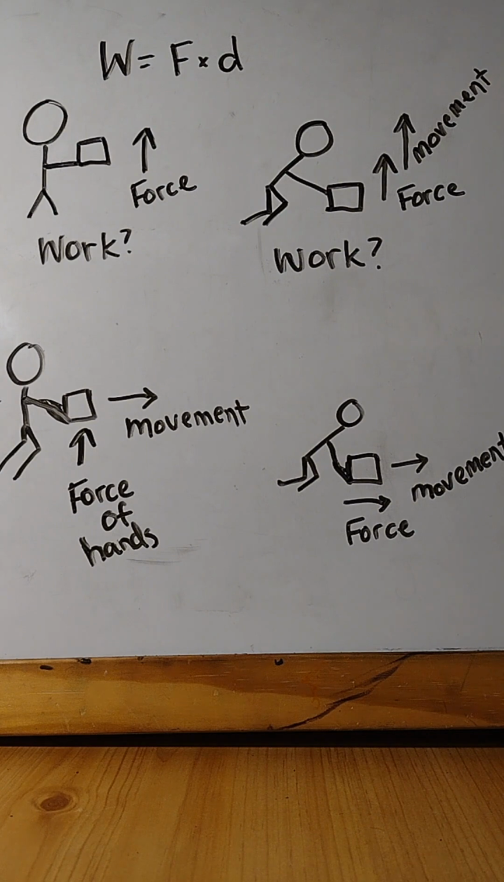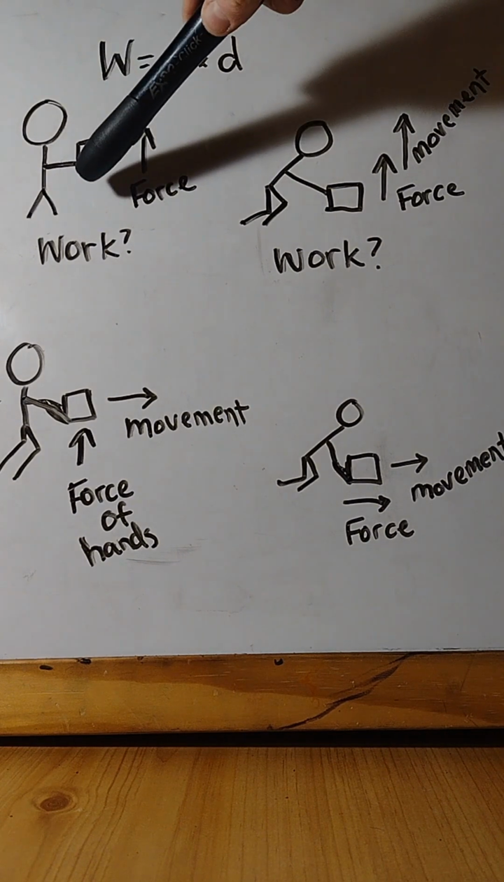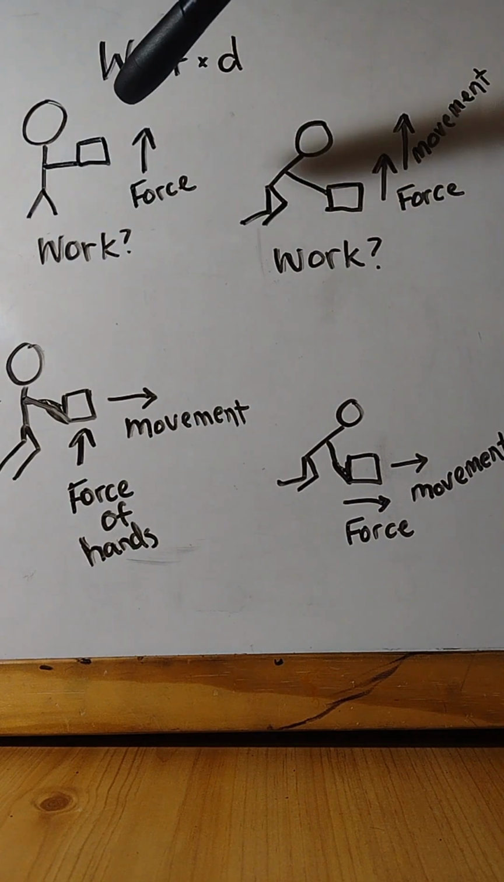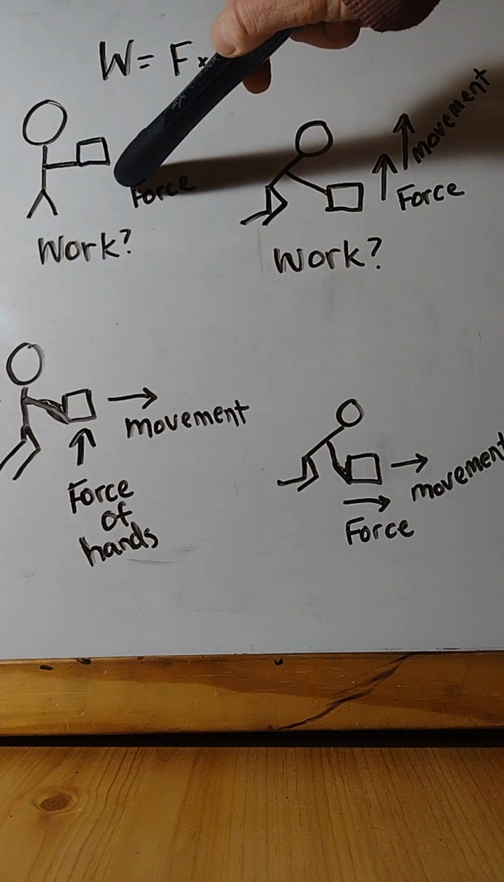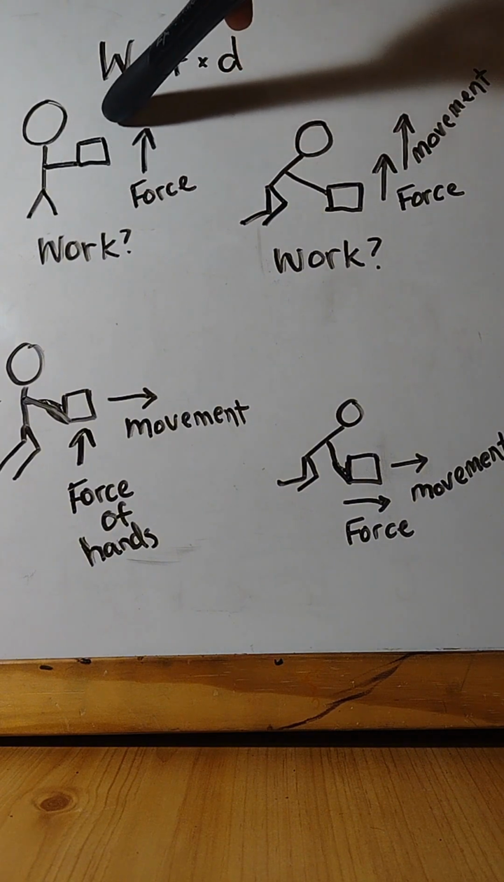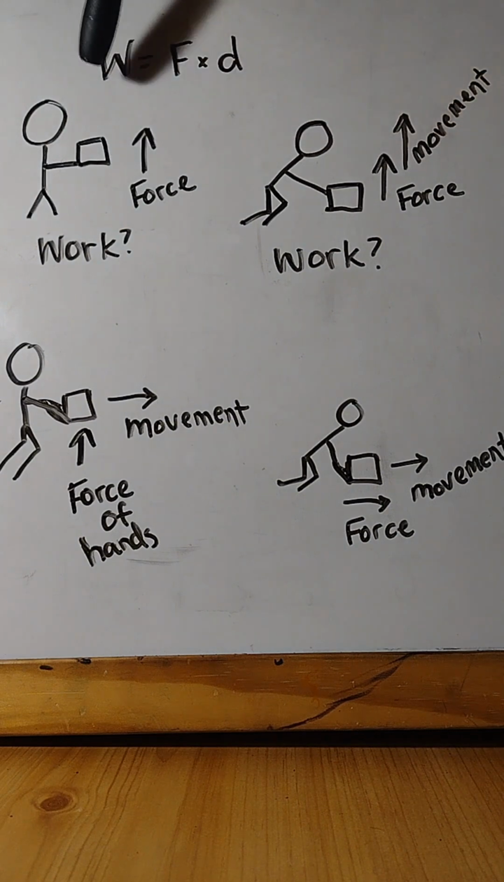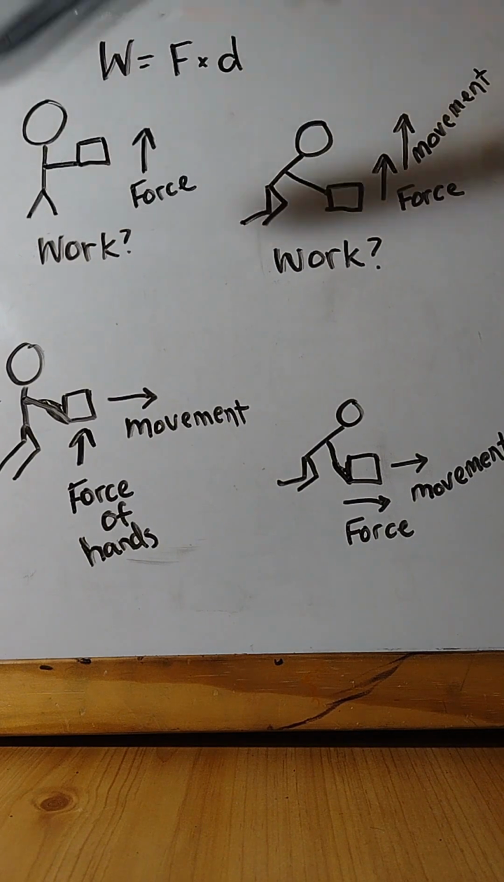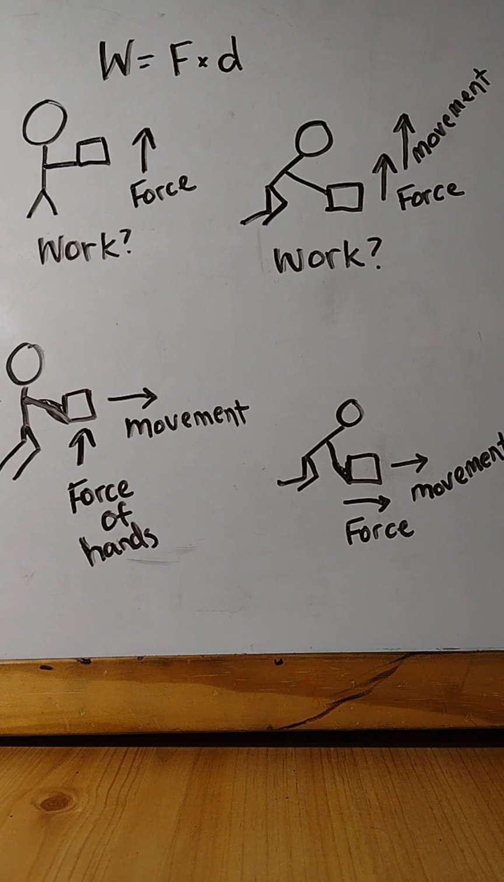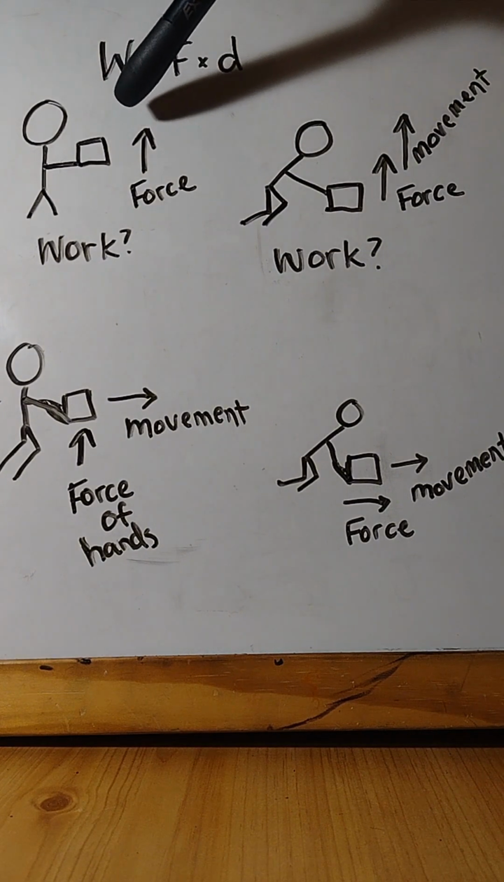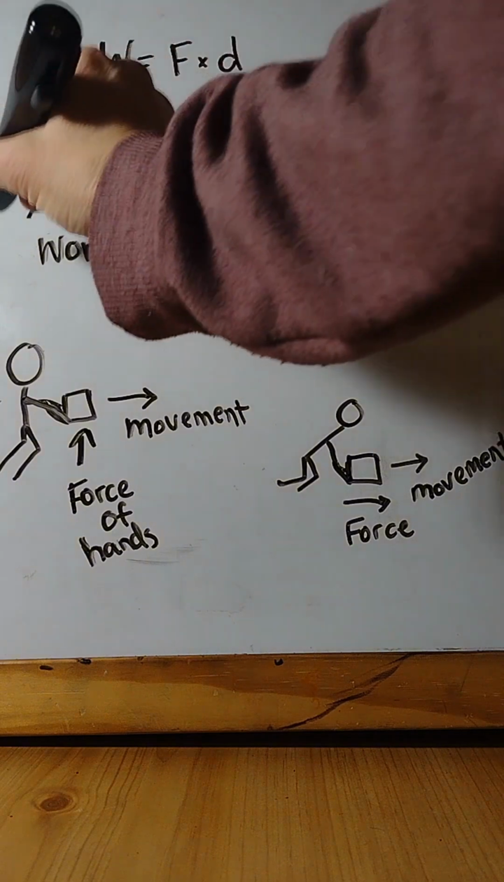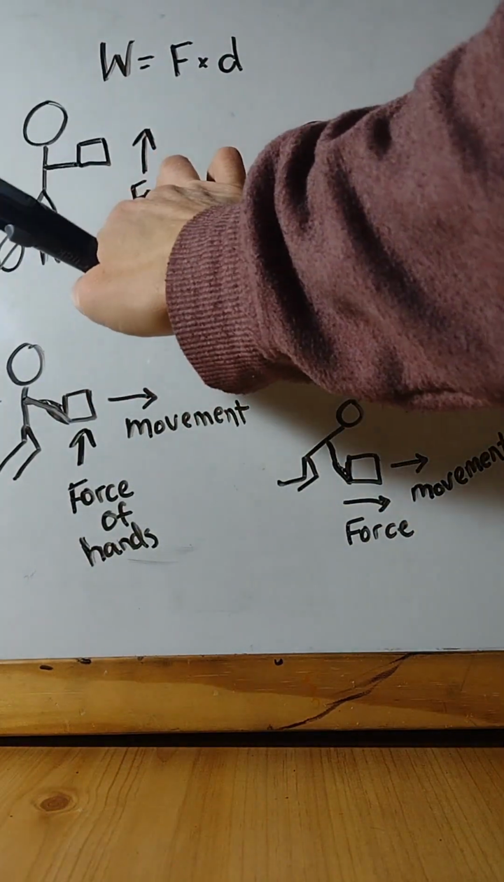So your book talks about a man lifting a box. In the first picture I have here, he's just standing still holding the box. So he is exerting a force on the box with his hands, and that force is going up against the force of gravity, right? Is he doing work on the box? Well, you have to have a distance, right? So if there's no movement, there's no work being done, okay?